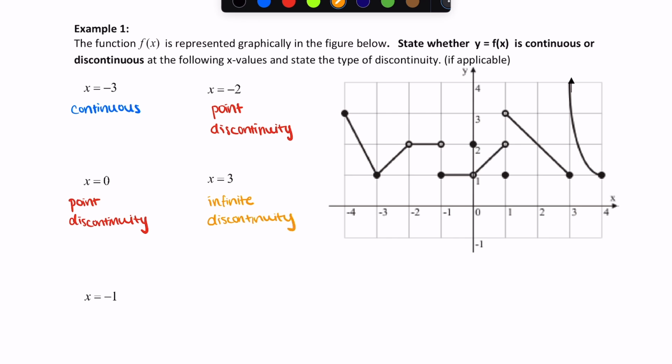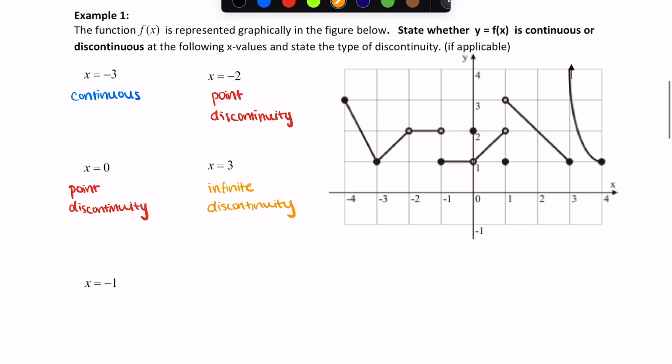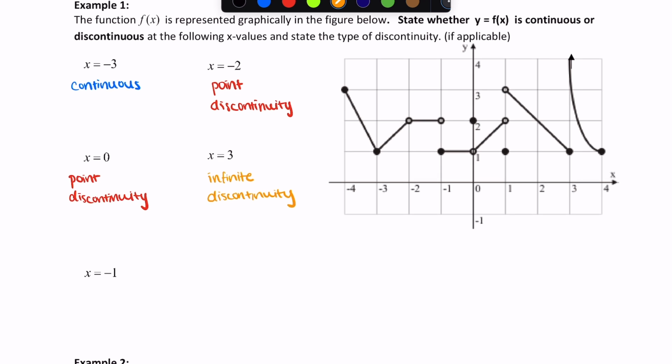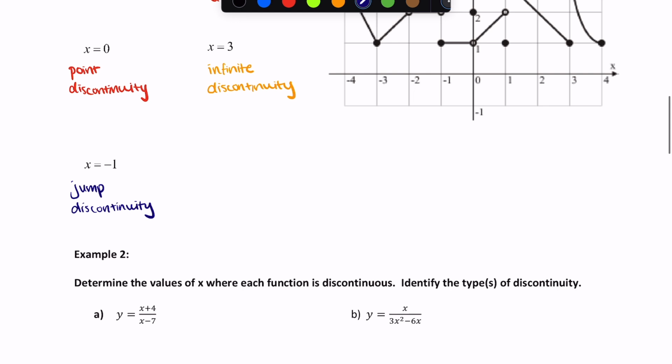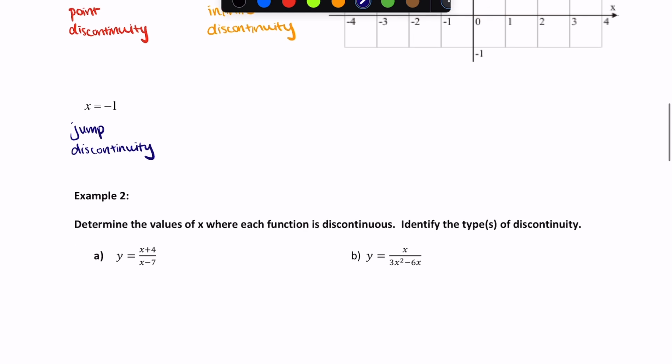Okay, and then lastly, at x is equal to -1, we see here that there would be a jump discontinuity. Okay, so let's look at example 2 and let's look at some actual functions now.